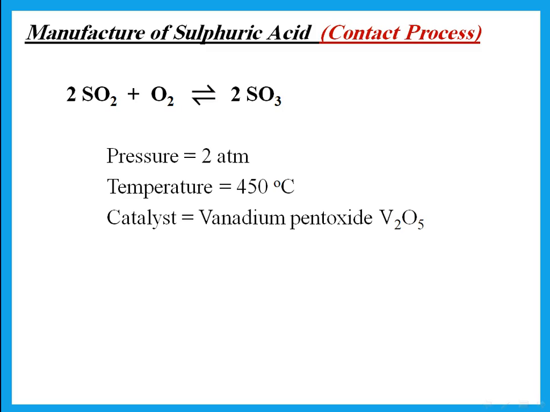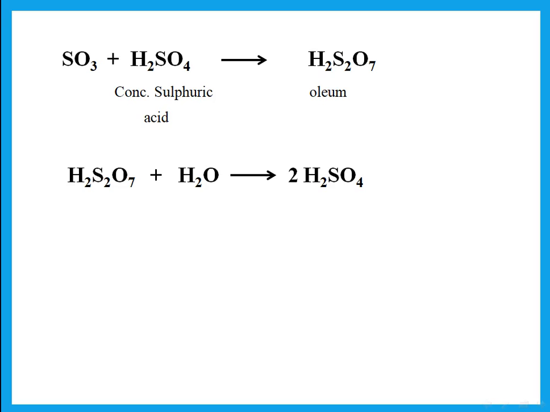The Haber was done at a pressure of 200 atm. The contact process to form sulfur trioxide is done at 2 atm. It is done at the same temperature as Haber, 450 degrees, but we're using a different catalyst. The catalyst here is vanadium pentoxide, or V2O5. This forms sulfur trioxide. Now, how do we go on from sulfur trioxide to make sulfuric acid?